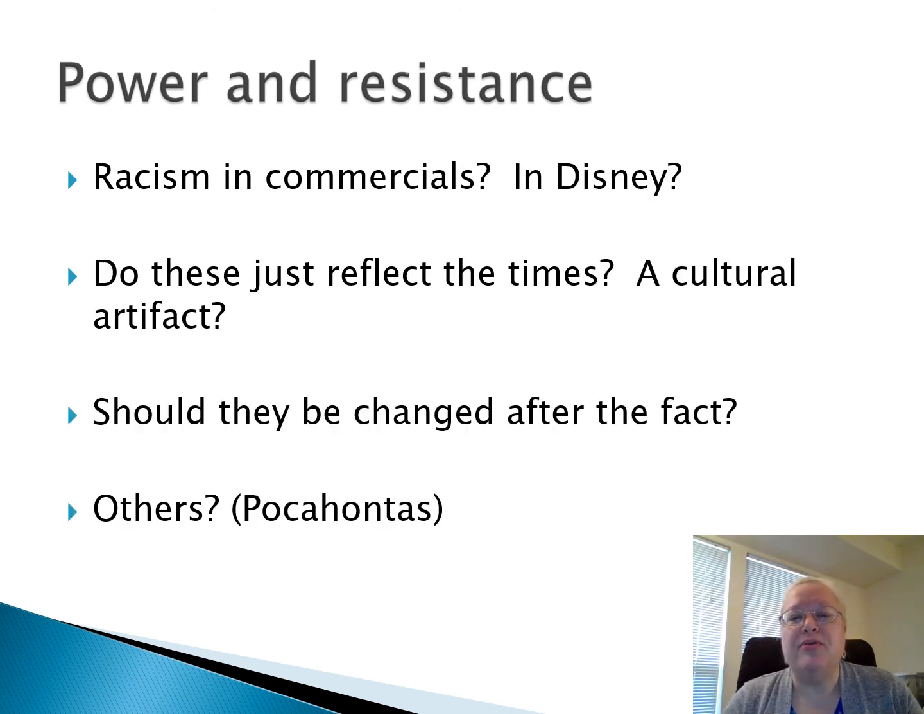Continuing with this idea of power and resistance, there's been a backlash against a lot of pop culture artifacts such as Disney movies and commercials. Starting with commercials, we can see race and racist issues in commercials. I think we watched the one in class of the Cheerios commercial with the mixed family, and we talked about how there was some backlash from some people who didn't like that depiction of a family. Remember, there was a white mom, a black dad, and a biracial daughter, and that commercial got a lot of pushback from people who didn't like seeing that kind of family.